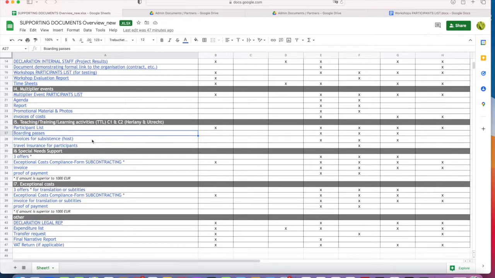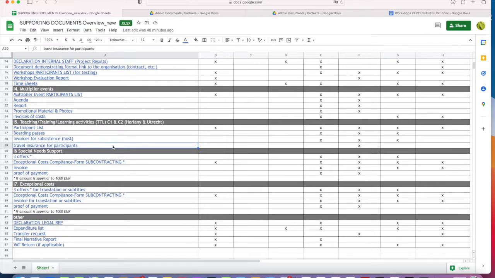For the host of the event, what's also important is to keep and send us the invoices for the subsistence. So that's hotel, that's the food and other costs related to the running of the event. In this case, it's the Slovakian and the Dutch partner who have to keep these invoices and send them to us. And also important, people who travel to this event need to have travel insurance. As a partner, also please keep this proof.